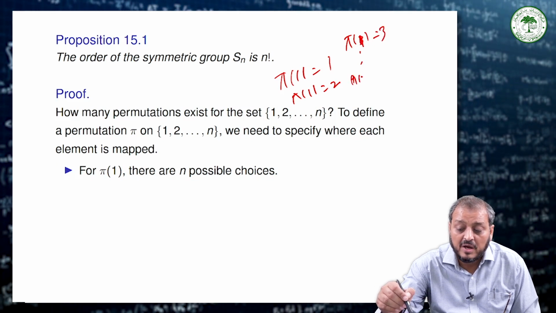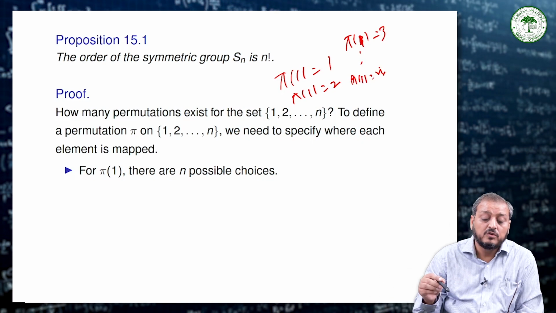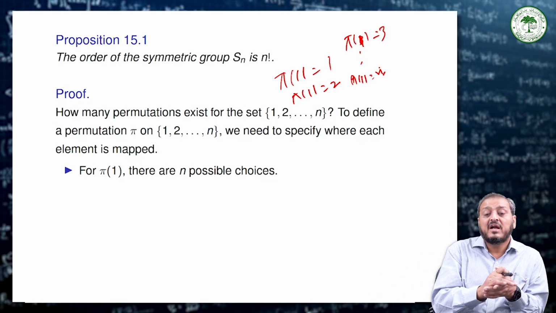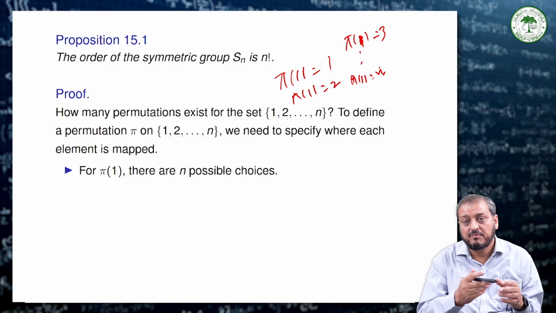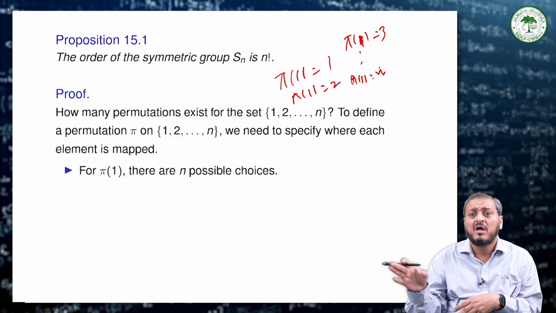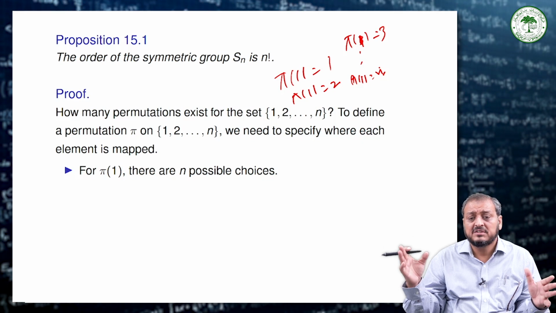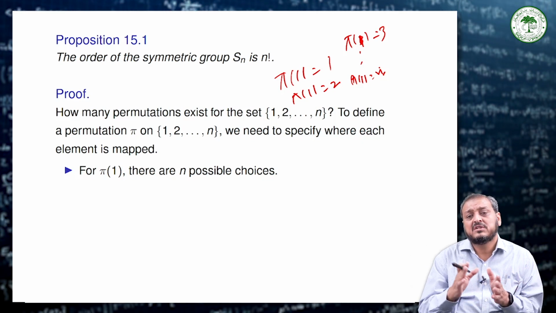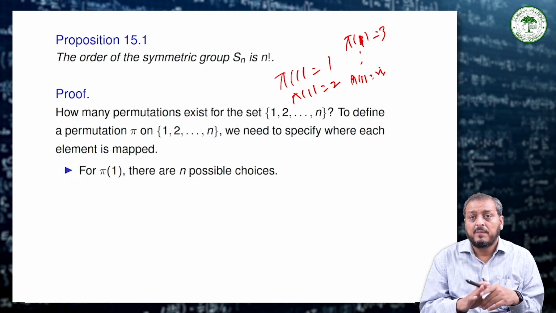We have pi 1 equal to n. So for pi 1 there are n possible choices: pi 1 is equal to 1, 2, 3, and so on. Because there are n letters, we have a total of n choices for pi 1.